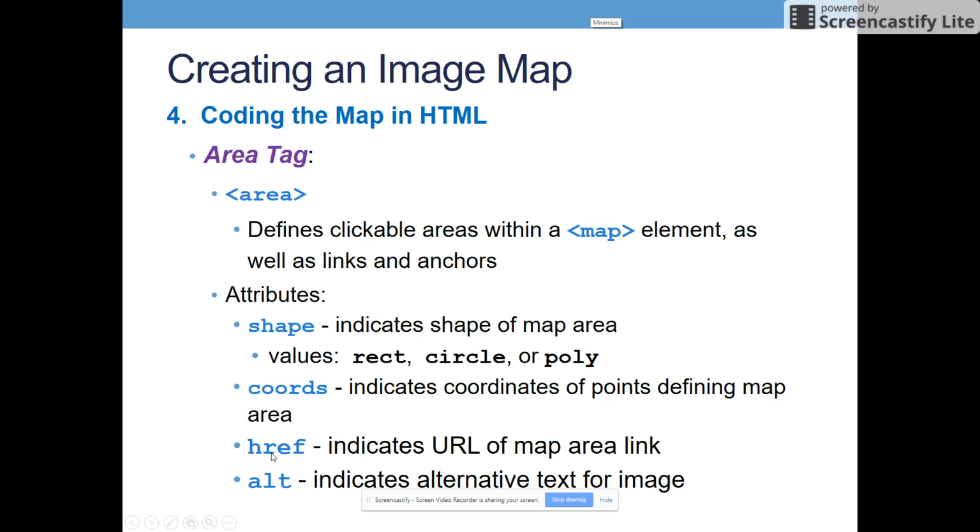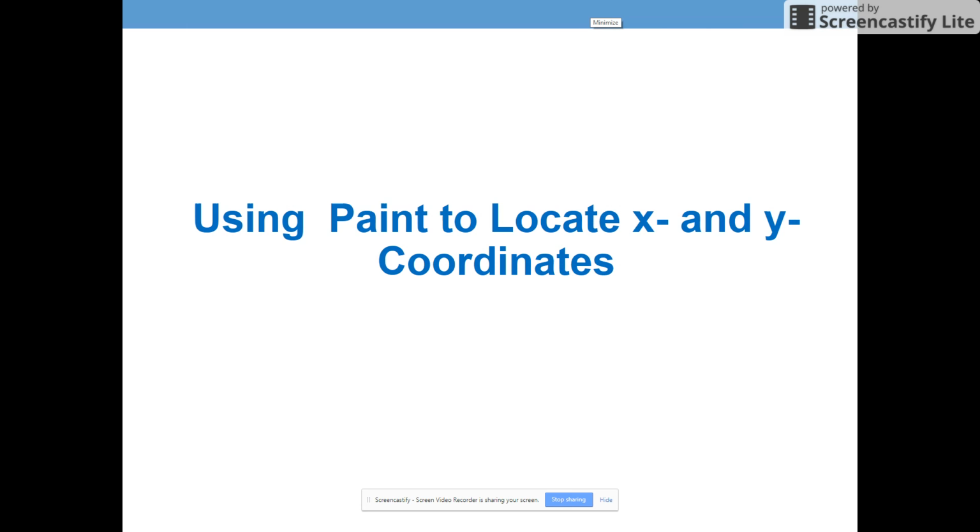Then from here, you'll have your hyperlink reference that indicates the URL that map area is supposed to link to. So that hotspot links where, that goes in your href. And then your alternate text indicates alternate text that will appear for that image if for some reason the hotspot doesn't work. So those are the four main attributes for the area tag.